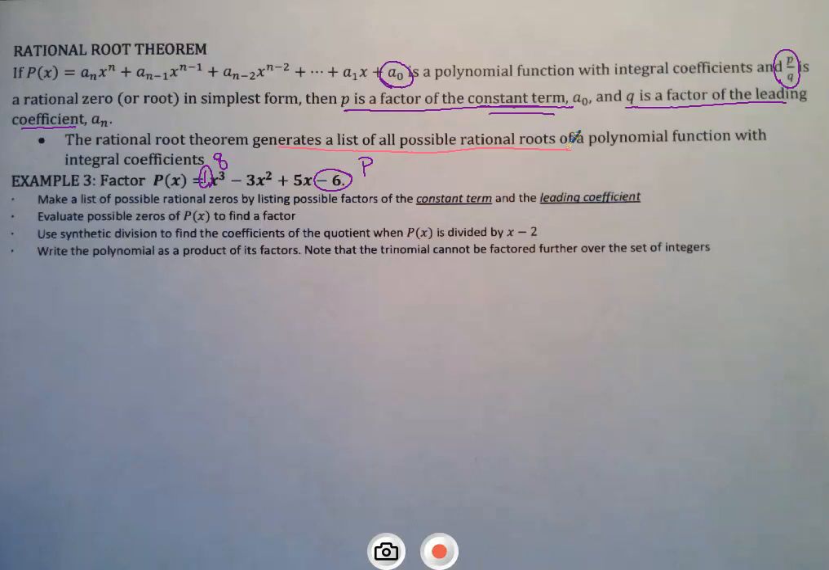So what we do with the rational root theorem is make a list of all the possible rational zeros by listing the possible factors of the constant term and the leading coefficient. Remember, the constant is your P, the leading coefficient is your Q. So in this case, we have 1, 6, -6. It doesn't matter which one, you just have to pick one. Nope, we have to list them both.